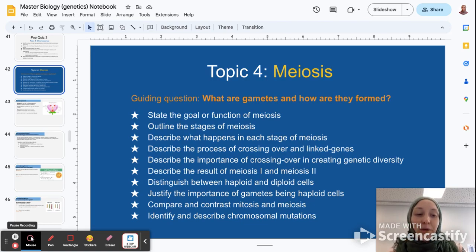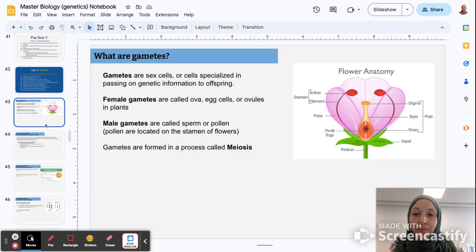Okay, so meiosis is the process by which gametes are formed. So now we're asking, well, what are gametes? Gametes are sex cells, or cells specialized in passing on genetic information to offspring. So this would be their function.